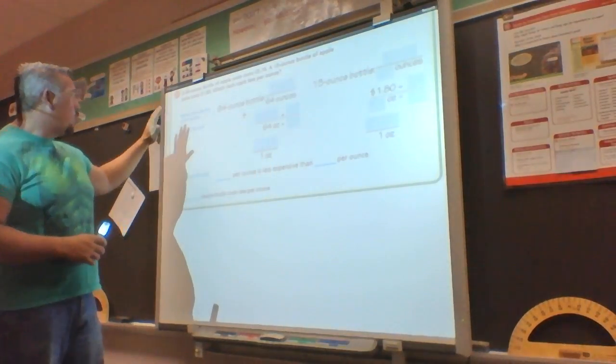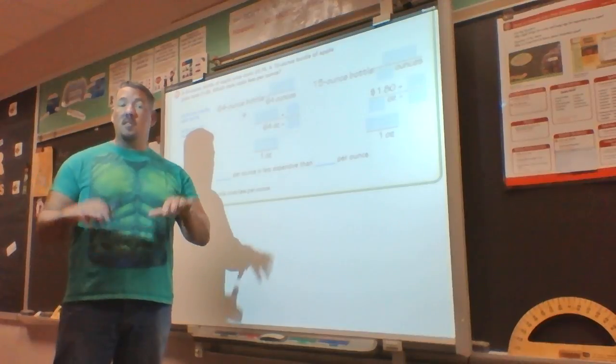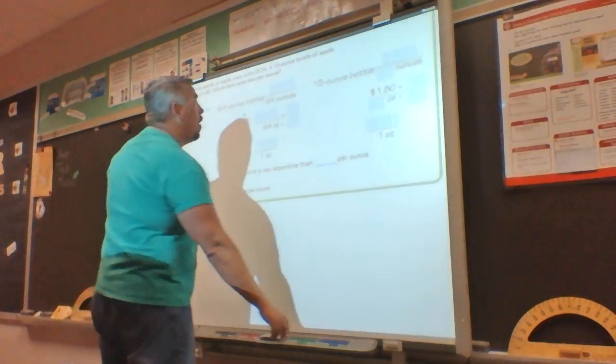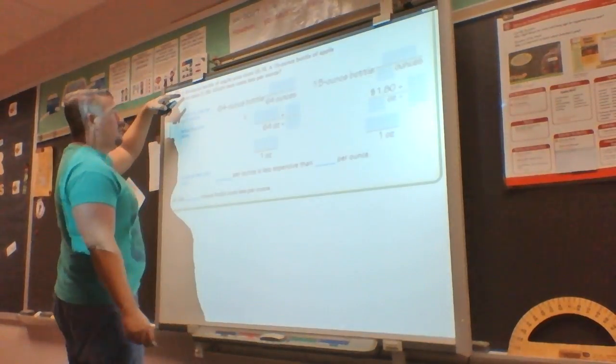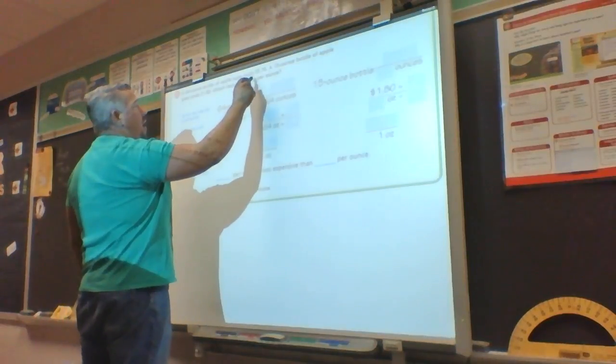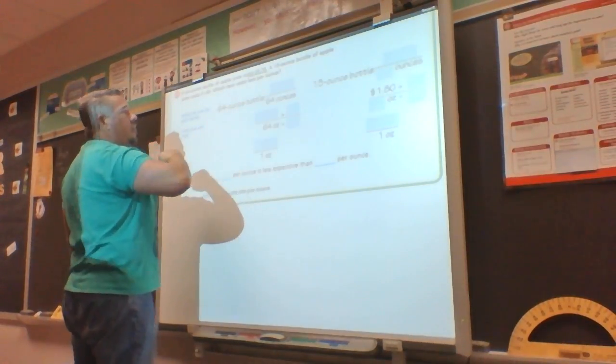So it says to write the rate for each bottle. So once again it's the original numbers. So I'm going to take my 64 ounces, and it is at $5.76.